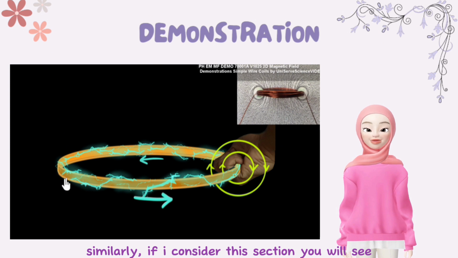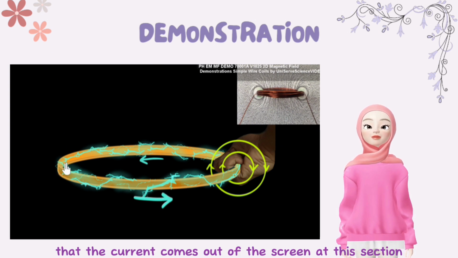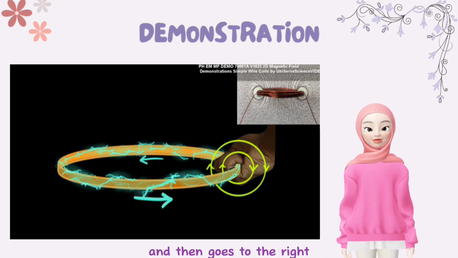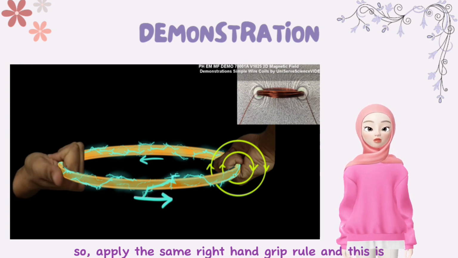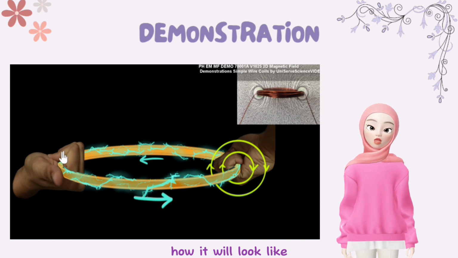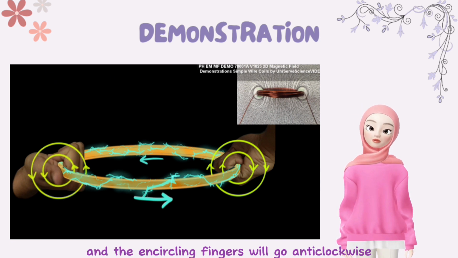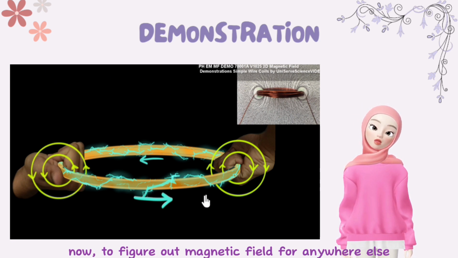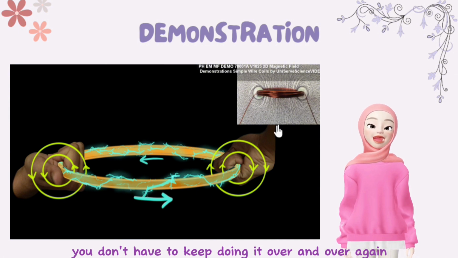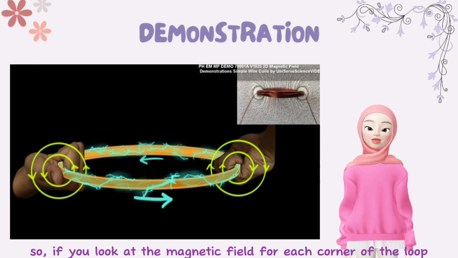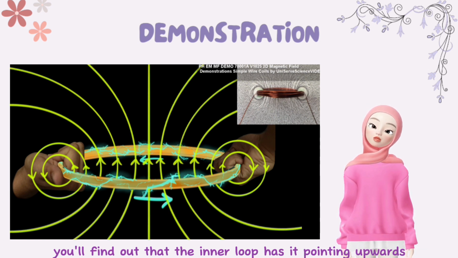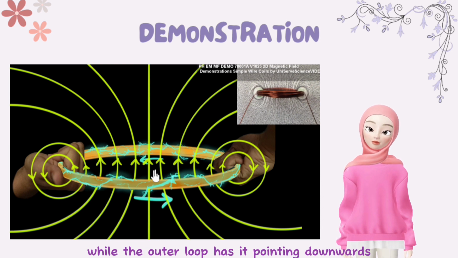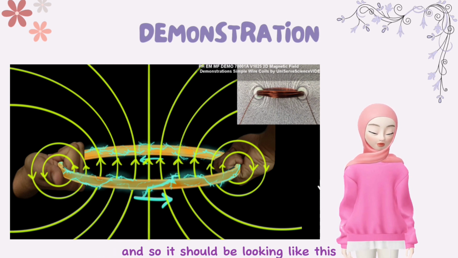Similarly, if I consider this section, you will see that the current comes out of the screen at this section and then goes to the right, meaning that the thumb will be visible. So apply the same right hand grip rule and this is how it will look like. And the encircling fingers will go anti-clockwise. Now, to figure out magnetic field for anywhere else, you don't have to keep doing it over and over again and make your job difficult. So if you look at the magnetic field for each corner of the loop, you'll find out that the inner loop has it pointing upwards, while the outer loop has it pointing downwards. And so, it should be looking like this.